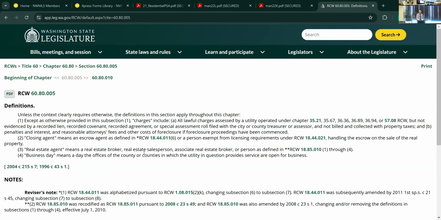Closing agent means an escrow agent or a person exempt from licensing requirements under RCW 18.44.021, handling the escrow on the sale of the real property. Real estate agent means a real estate broker, real estate salesperson, associate real estate broker, or person as defined in RCW 18.85.011. And business day means a day the offices of the county or counties in which the utility in question provides service are open for business. So let's go back.